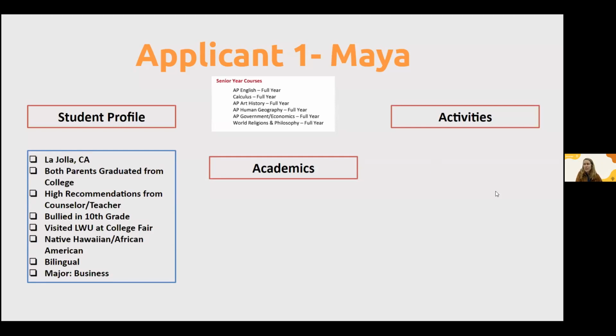She expressed interest in the university by visiting at a college fair. One of the big college fairs, and they have all the tables. She made the effort to go talk to the representative from LWU and get to know the school a little bit more. Her background: she is Native Hawaiian and African American. She's bilingual. She speaks Native Hawaiian as well as English. And then her major choice is business. So keep in mind business, because you will see in her academics and activities anything that potentially relates to her selected major.